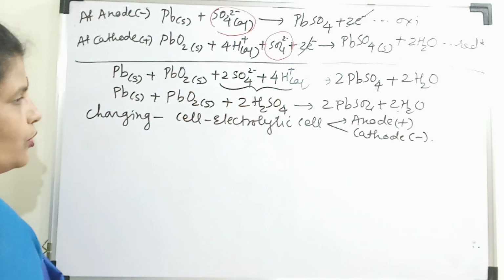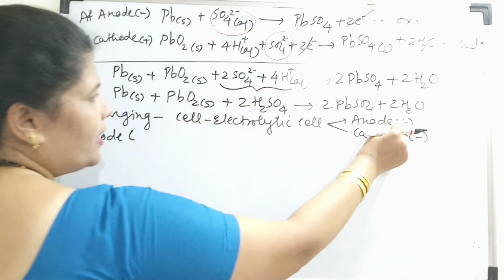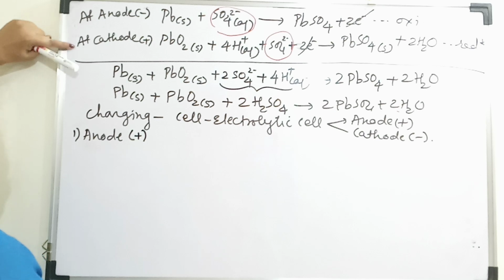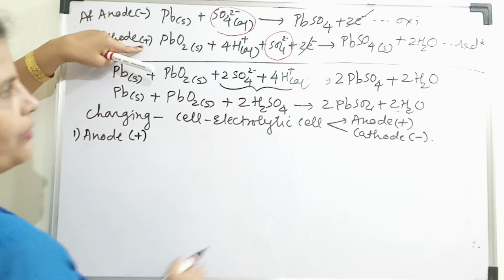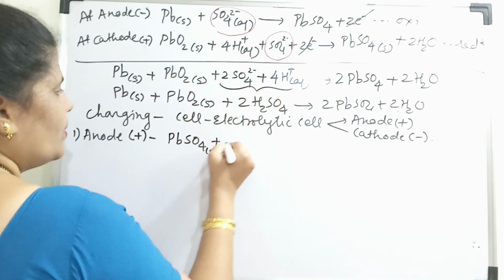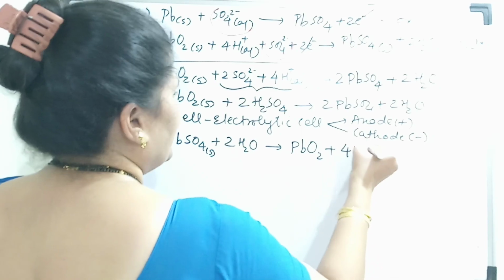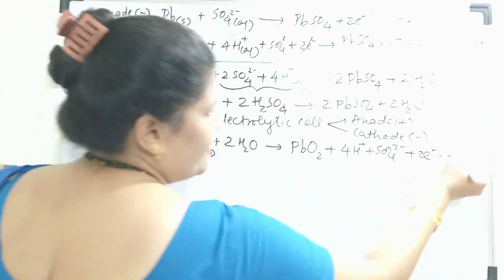Now, students, I will write the first reaction here, that is anode. What is the polarity here? Positive. You have to go back to the discharging reactions and see which electrode is positive here. You note that cathode has the positive polarity. So, students, simply reverse the reaction. So, what I will get at anode here is PbSO4 plus 2H2O gives PbO2 plus 4H+ plus SO4 2- plus 2 electrons. This is what type of reaction? This will be your oxidation now, because here the electrons are lost.